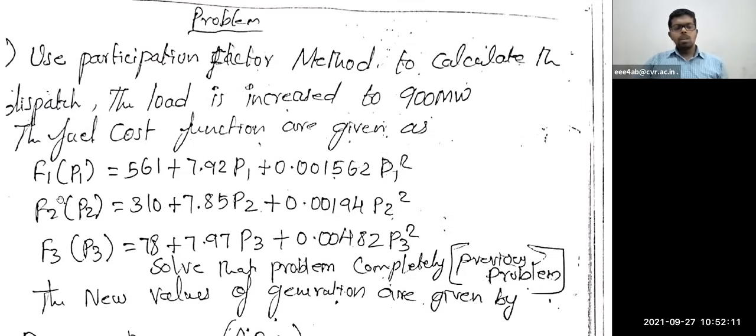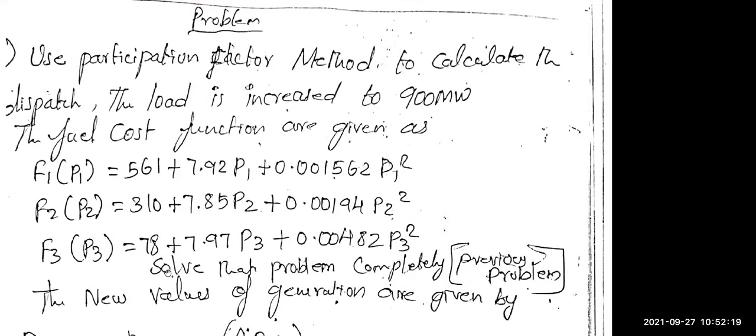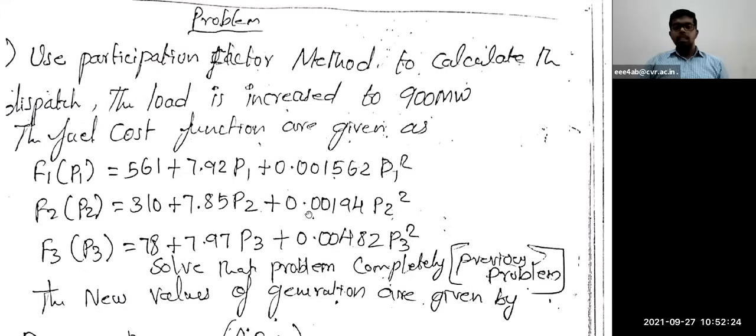Next, the fuel cost function of generating unit 2, F2 of P2 is equal to 310 plus 7.85 P2 plus 0.00194 P2 square. Next, F3 of P3 is equal to 78 plus 7.97 P3 plus 0.00482 P3 square.